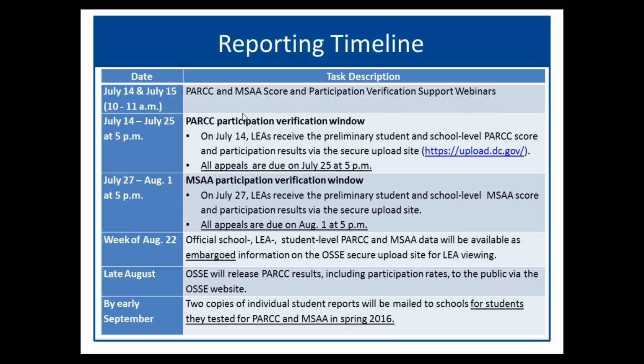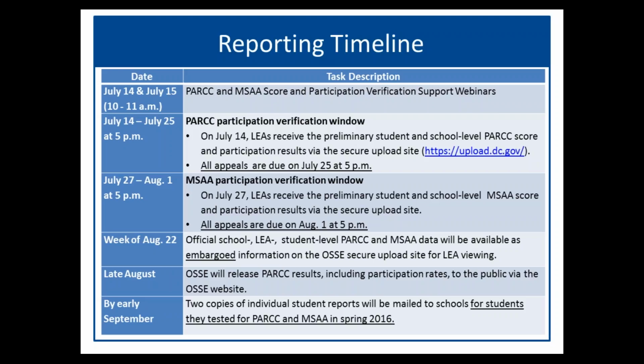Jumping right into the reporting timeline, the very first item was the demographic verification and appeals window, and that took place in May and June. And now that we have the score data, we are in the second round of verifications. The first verification window is the PARCC participation verification window. That started yesterday when the preliminary student, school, and LEA level PARCC participation and score data were sent to LEAs through the AUSSIE Secure website. All appeals are due on July 25th for the PARCC data.